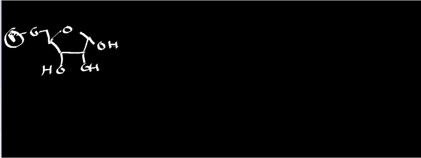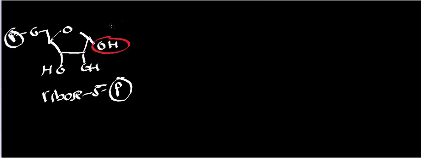And what I have here is the cyclic form of ribose 5-phosphate, and specifically this is the what? This hydroxyl group is going down, so that means it has to be the alpha. This is the alpha configuration of the anomeric carbon.